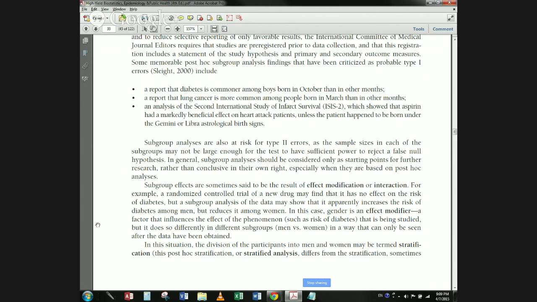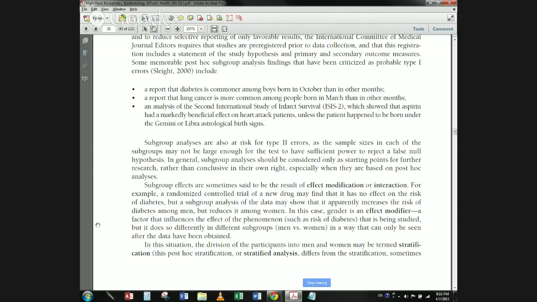Some memorable post hoc subgroup analysis findings that have been criticized as probable type 1 errors, according to a study, include a report that diabetes is commoner among boys born in October than in other months. A report that lung cancer is more common among people born in March than in other months. An analysis of the second international study of infarct survival, ISIS-2, which showed that aspirin had a markedly beneficial effect on heart attack patients unless the patient happened to be born under the Gemini or Libra astrological birth signs.